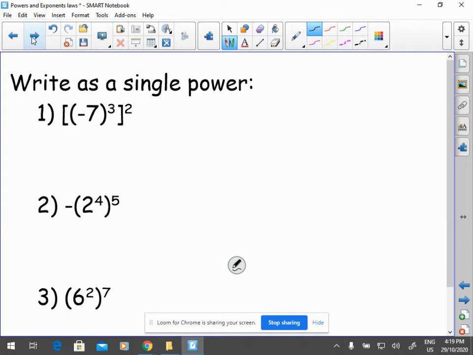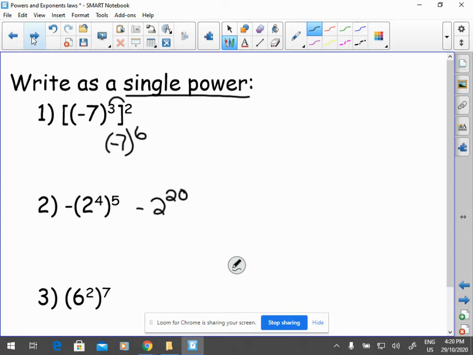So if I were to just do a single power to begin, so this is what it's asking you for, not the final answer, just as a single power, it means that I am just multiplying my exponents. This would become negative 7 to the power of 6, because 3 times 2 is 6. This one would become negative 2 to the power of 20.